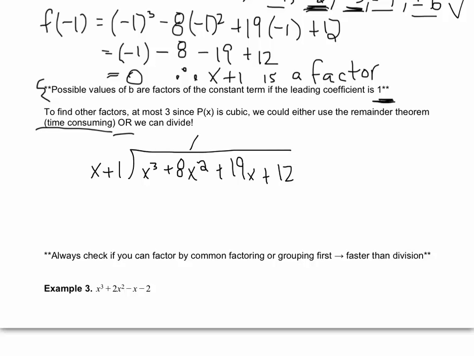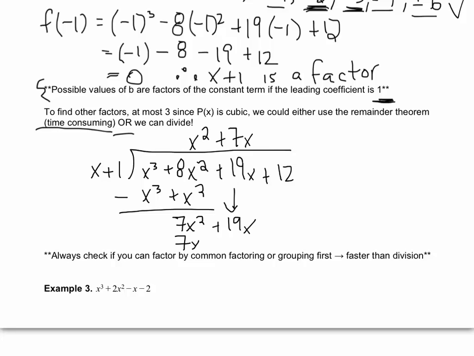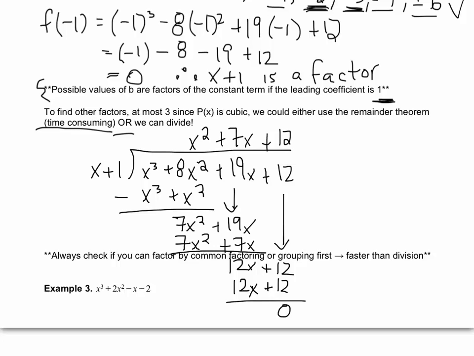x goes into x cubed, x squared times. Multiplying them out, we get x cubed plus x squared. Subtracting these two sets of terms, 8x squared minus x squared gives us 7x squared. Bring down our next term. x goes into 7x squared 7x times. 7x times x is 7x squared, 7x times 1 is 7x. 19x minus 7x gives us 12x, and we'll bring down our 12. So x goes into 12x 12 times, and then the rest of this should work out, if you've done your theorem correctly, to give you a remainder of 0.